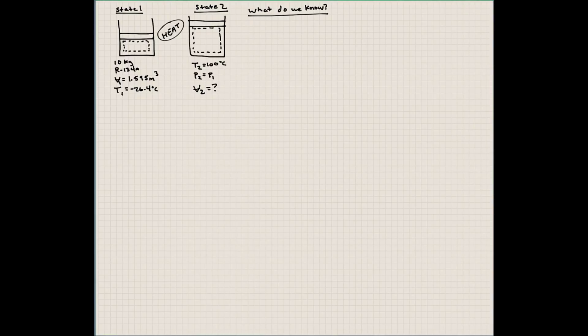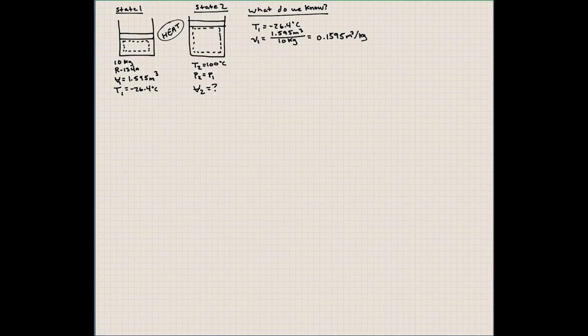We know that the temperature at state 1, and we'll start with state 1, is minus 26.4 degrees Celsius. And the specific volume at state 1 we can calculate because we know the mass and we know the volume, just like the last problem we worked. The volume here is 1.595 meters cubed. The mass is 10 kilograms. So our specific volume is 0.1595 meters cubed per kilogram. Now we know our temperature and our specific volume at state 1.